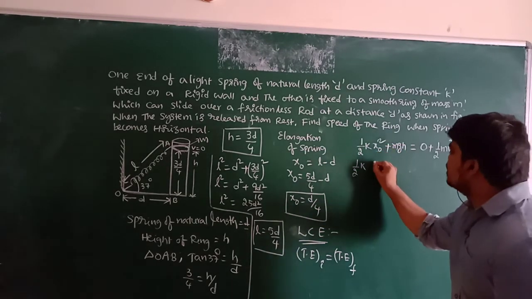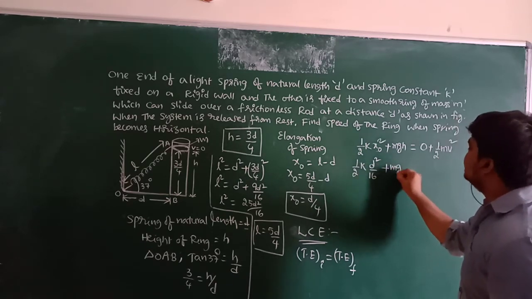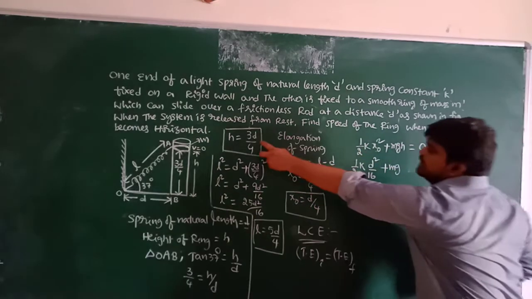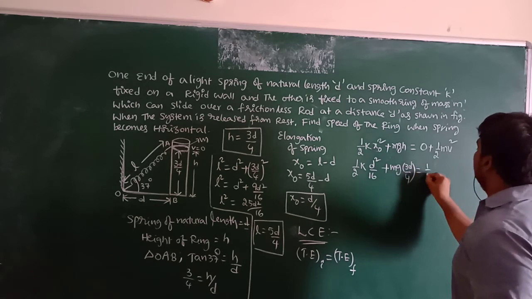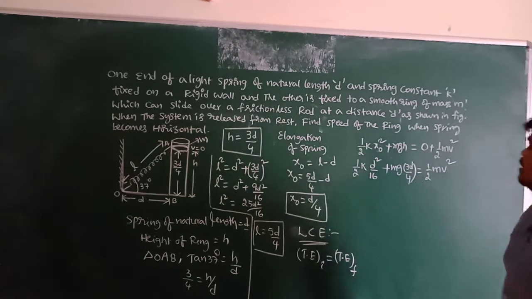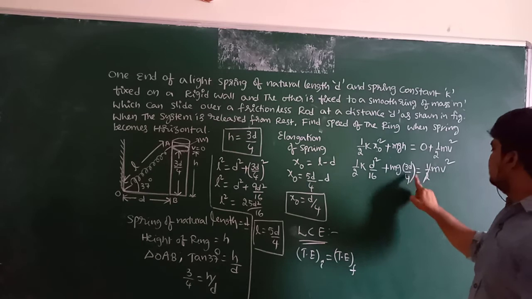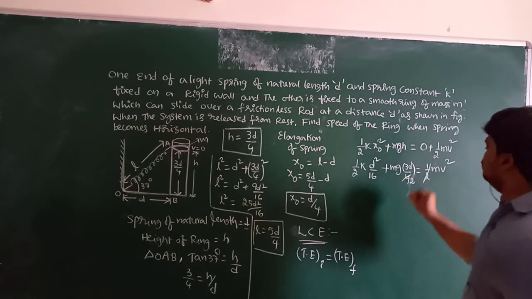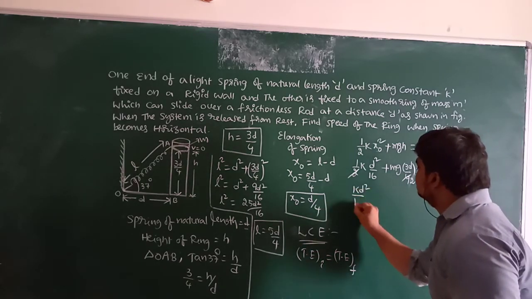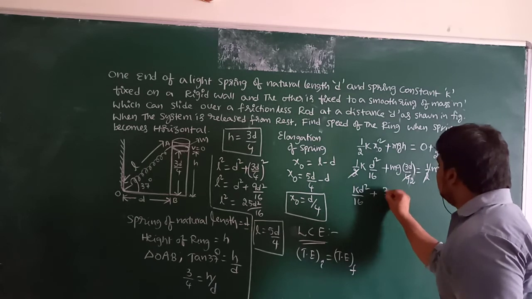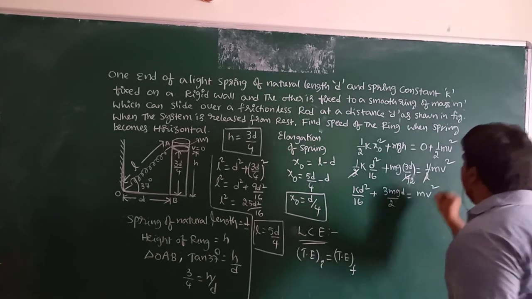For the k x naught value, the elongation is d by 4, so x naught square means d square by 16, plus mg times the height of the ring, which is 3d by 4, is equal to half mv square. Here the half is cancelled and the 4 is cancelled. Now the equation becomes k d square by 16 plus 3mg d by 2 is equal to mv square.